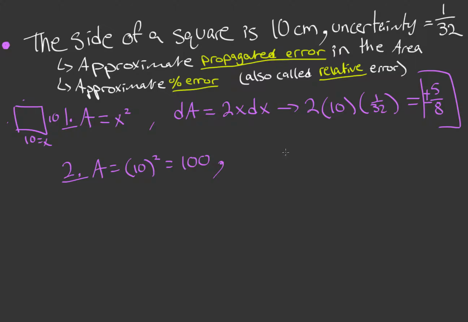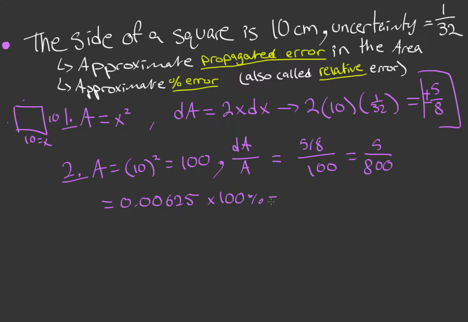So our percentage error, or our relative error, is basically dA over A. How much of our propagated error over our entire area actually matters? So we have 5/8 divided by our 100, right? So this gives us 5 over 800, which is equal to 0.00625. If we want to make this a percentage, we just multiply by 100%, and this gives us 0.625% error. So that's our second part, which is approximate error. So we just covered 4 different examples of differential questions.